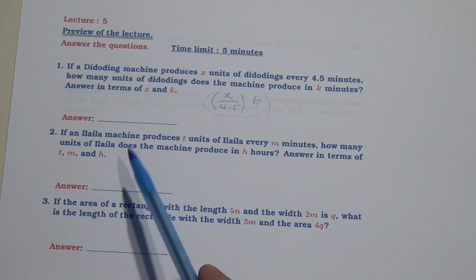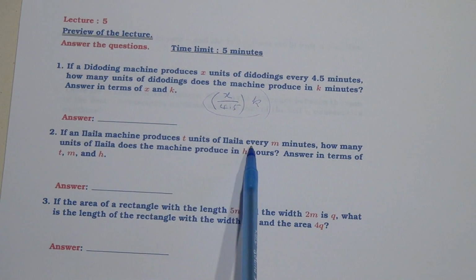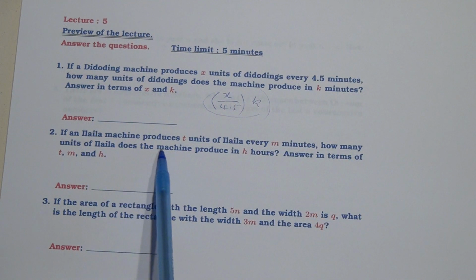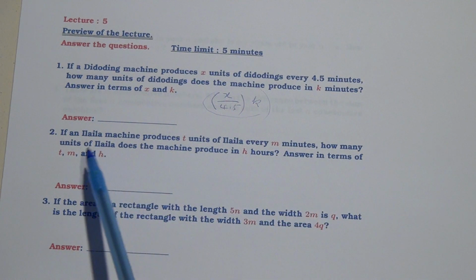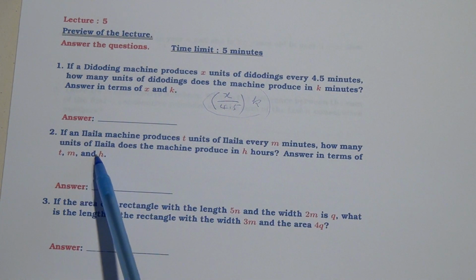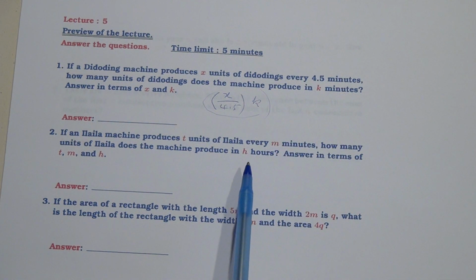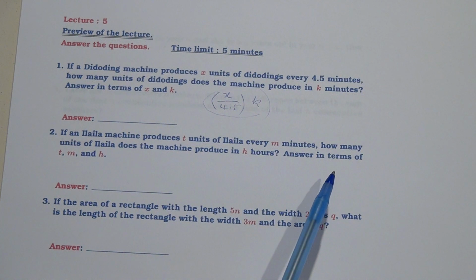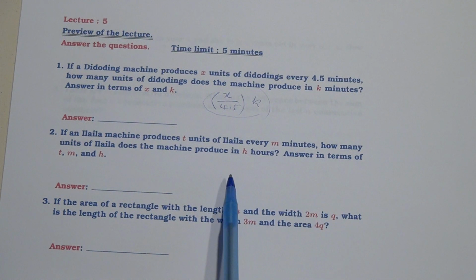Now second one. If an ELILA machine produces T units of ELILA every M minutes, how many units of ELILA does the machine produce in H hours? Answer in terms of T, M, and H. Okay, would you please try now? Okay, stop video. If you don't stop, you will see my solution, meaning cheating. Okay, stop video.